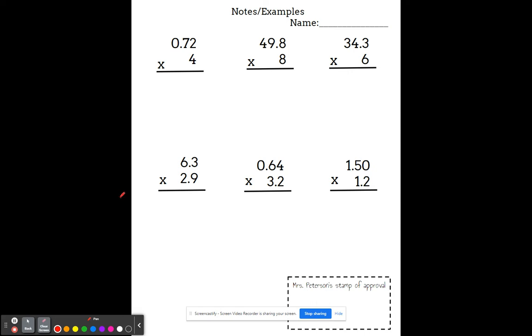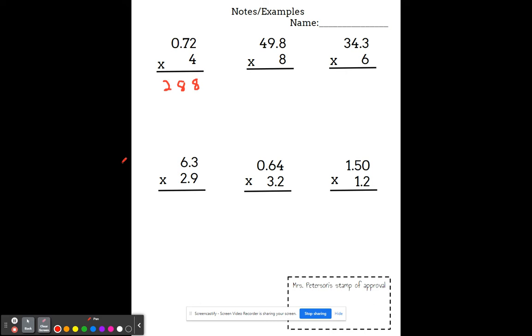It's 0.72, or 72 hundredths, multiplied by 4. We're literally just going to think of it as 72 times 4 and multiply it like I taught you how to do last week. So you'll start with this, 4 times 2, which is 8. Then you'll do this, 7 times 4 is 28. And then 4 times 0, 0 plus the 2 would be 2. The final answer is not 288 though, because I still have to go back in and put my decimal.